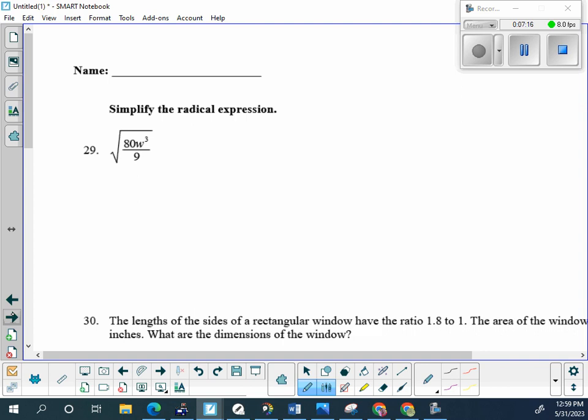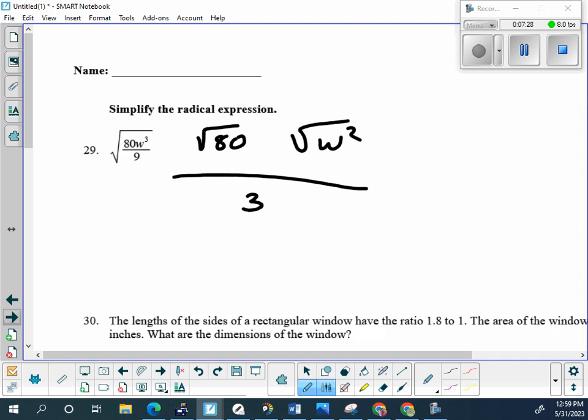I got to break this up. I got to realize that 9 is a perfect square. So I'm going to break up radical 80, radical w cubed, and the bottom is just going to be the square root of 9, which is 3. Now I'm going to break up the top. 80 is going to break up into 16 times 5. Radical 16 times radical 5 is 4 radical 5.